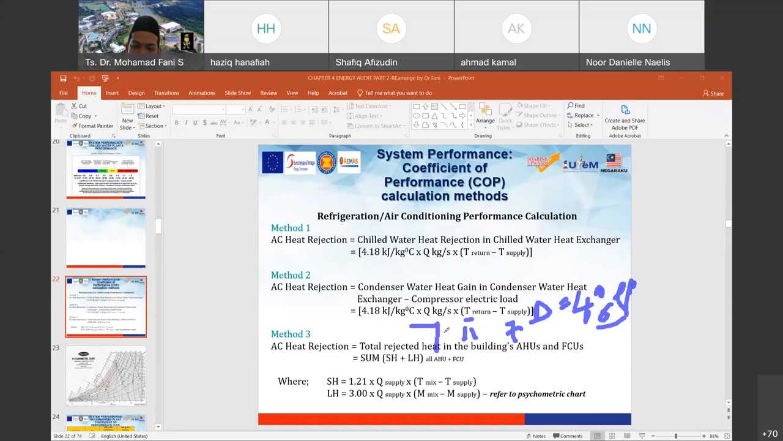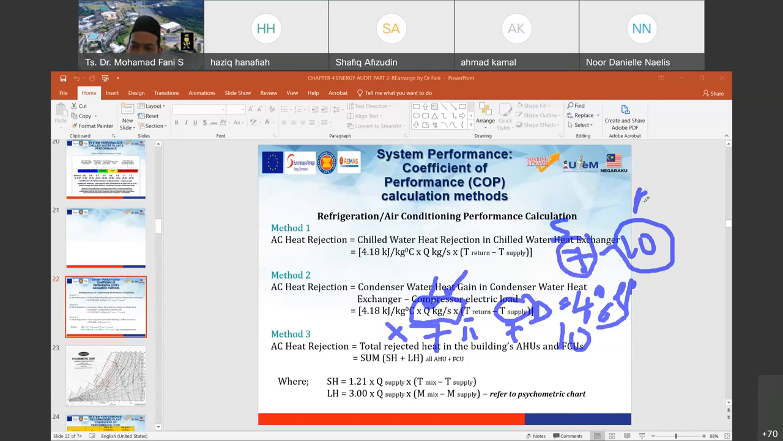And now 7 here. So you need to get this value and multiply. You can set it from 7 to 10. So supply is 7, maintain 7, and return we set to 10. And we improve the flow of the chilled water from 7 kg per second to 9 kg per second. Calculate again.